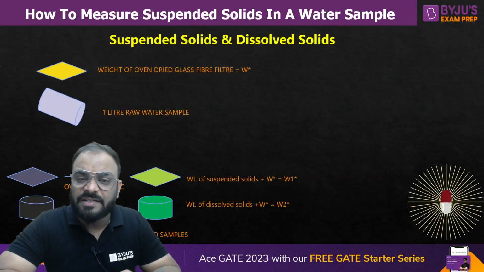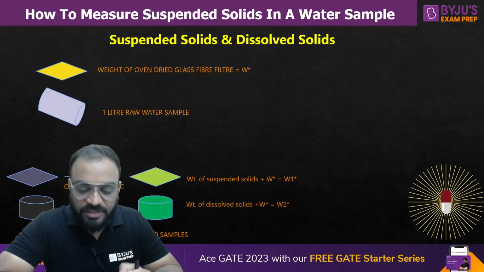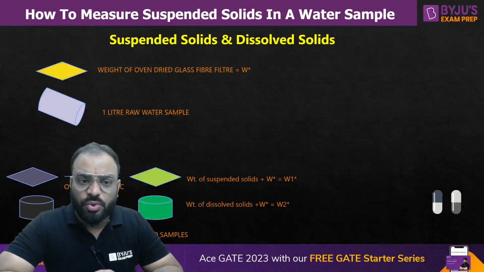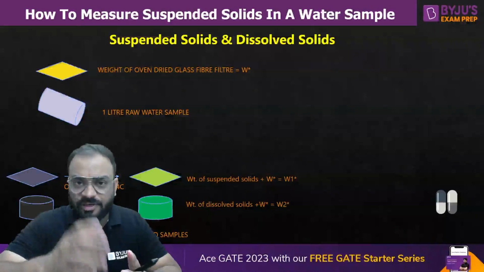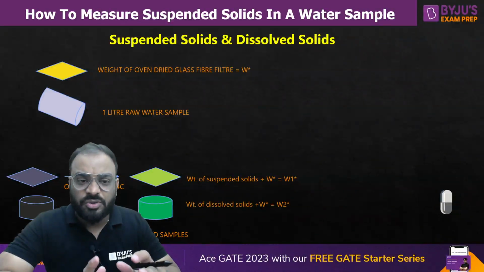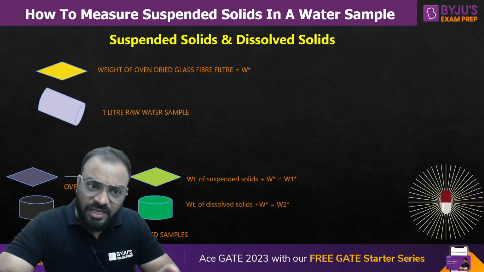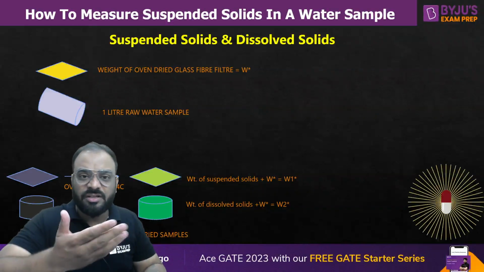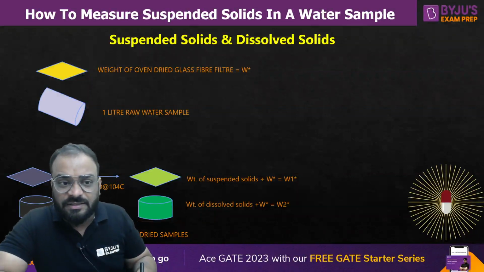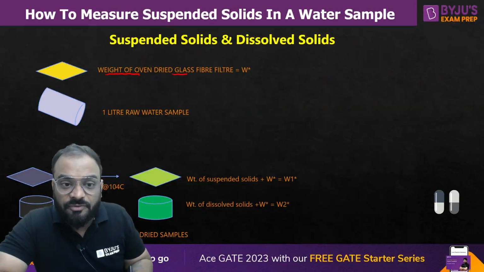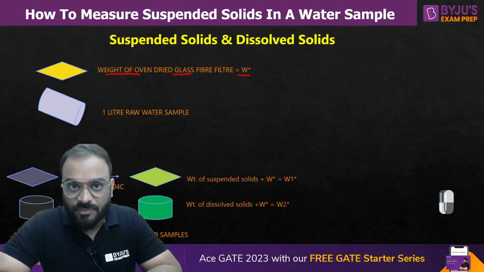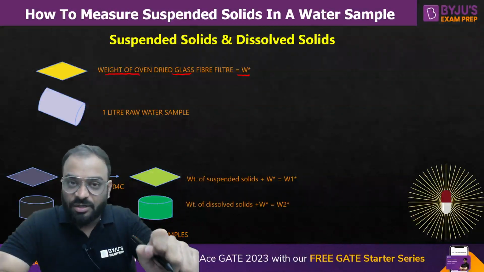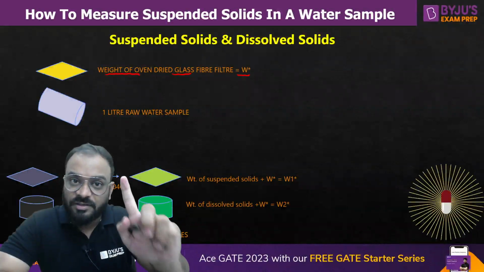Now let's understand guys how we can measure the suspended solid and the dissolved solid. So again guys, what you need to do over here, you need to take a glass fiber filter, and you need to put this particular glass fiber filter again in the oven so that it will become oven dried, and ultimately you need to take the weight of it. So let us consider the weight of oven dry glass fiber filter is W star, right? The weight of crucible was W and the weight of oven dry glass fiber filter is W star.